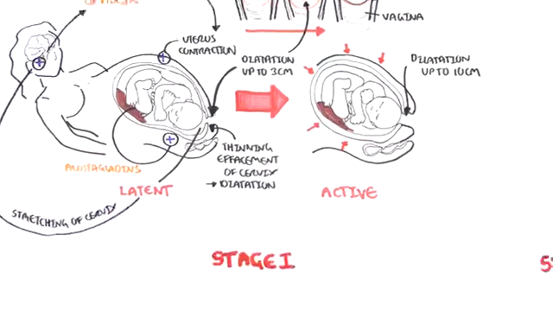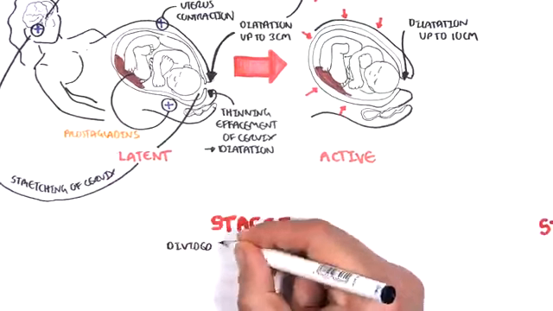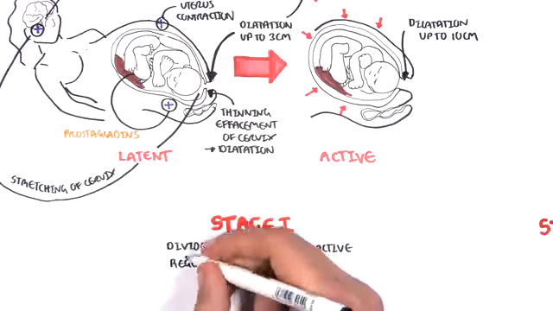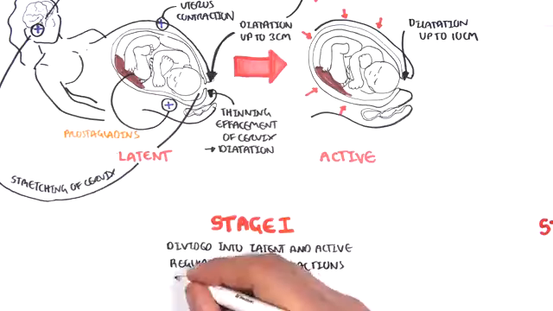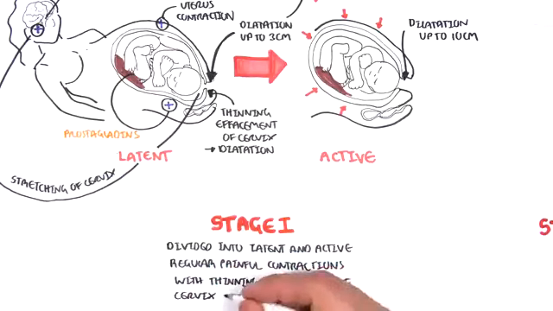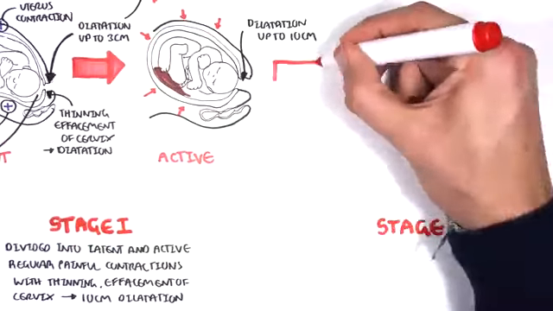Recapping stage 1. Stage 1 is divided into the latent and active phase. Regular painful contractions with thinning, effacement of the cervix is what happens in stage 1 until the cervix reaches 10 centimeters dilatation, or full dilatation of the cervix.